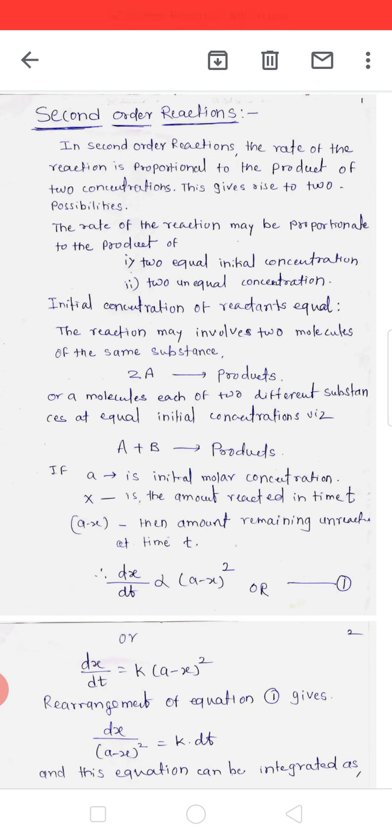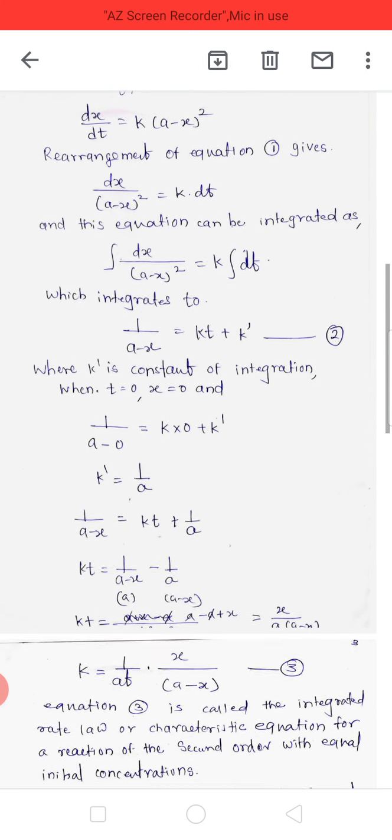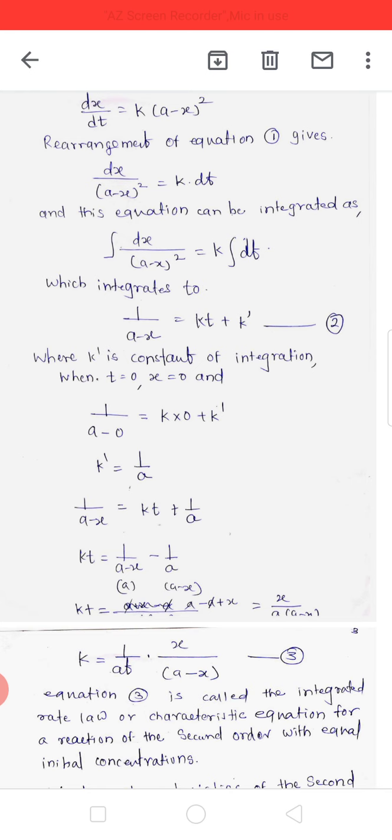Therefore, dx by dt is directly proportional to (a minus x) whole square, or dx by dt equals k times (a minus x) whole square, where k is the proportionality constant. This is equation 1. Rearranging gives dx by (a minus x) whole square equals k dt. This can be integrated: integral of dx by (a minus x) whole square equals k, which is constant, taken outside, times integral of dt, which gives 1 upon a minus x equals kt plus k dash.